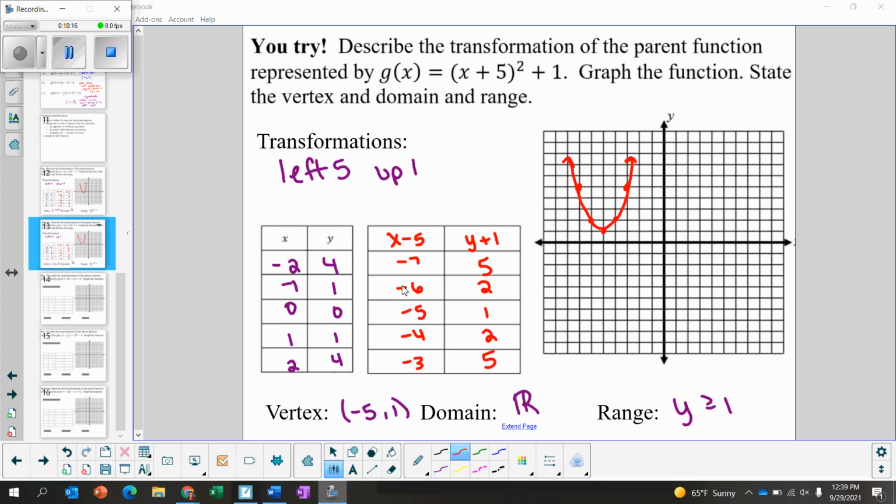All right, so this was left 5, up 1, which gave us a vertex of negative 5, 1, domain of all real numbers, and a range bigger than or equal to positive 1. It was x plus 5 inside, so we did x minus 5, and y plus 1 after, so we did plus 1.